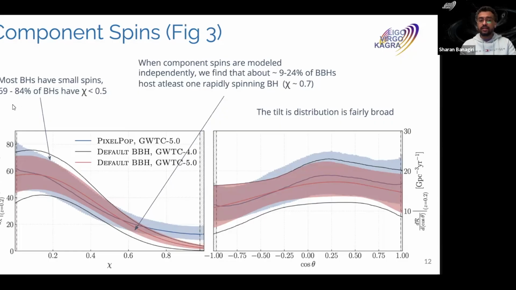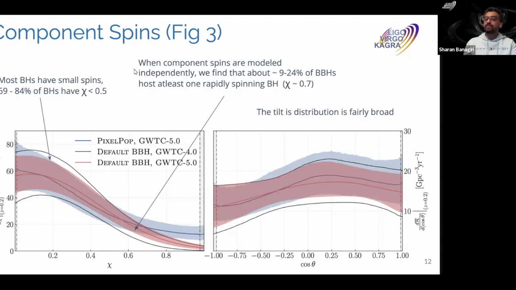What we find is that black holes generally have smaller spins on the whole, most black holes. So 69 to 84% of black holes have dimensionless spin magnitudes less than 0.5. But this does have a long tail that goes all the way up to chi of 0.8 or 0.7.